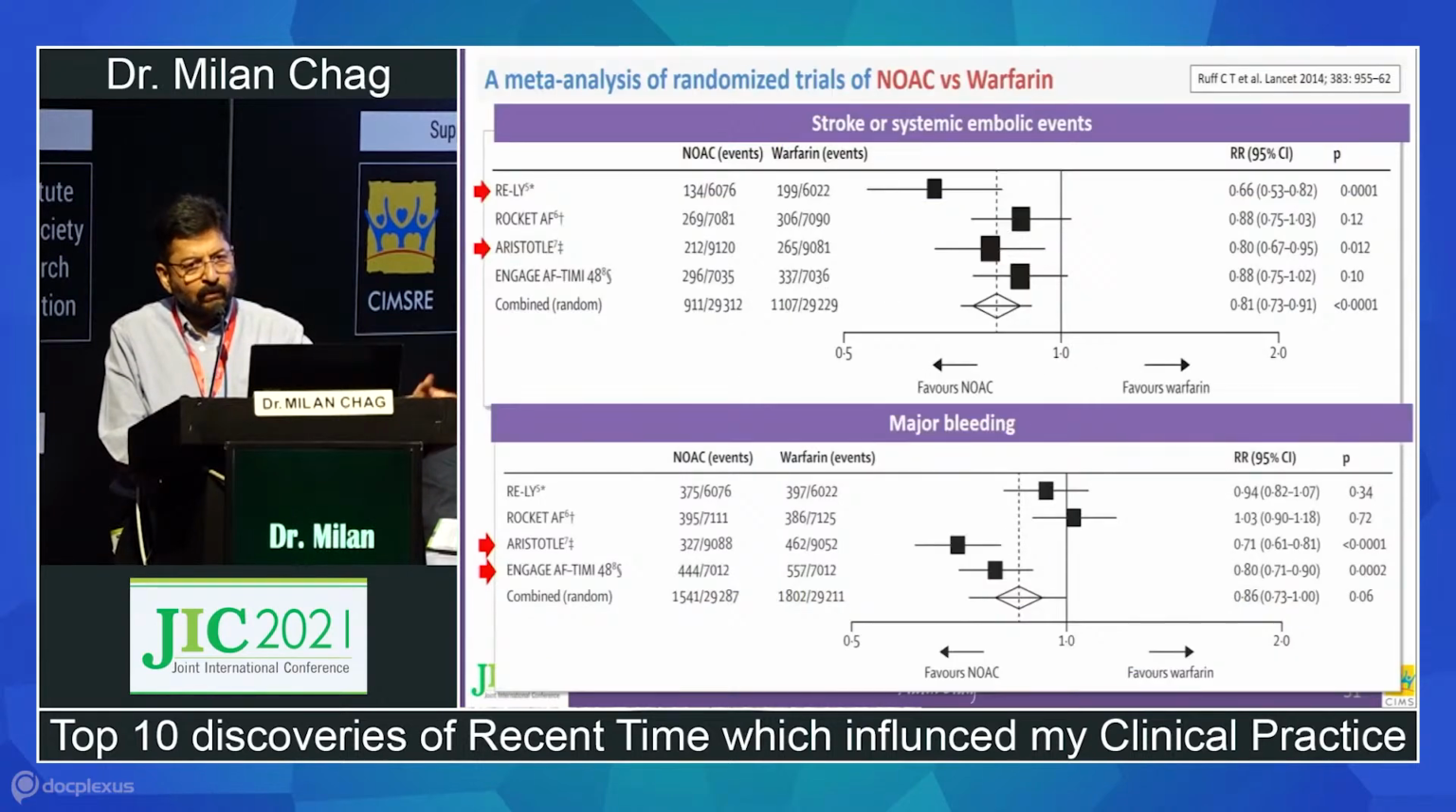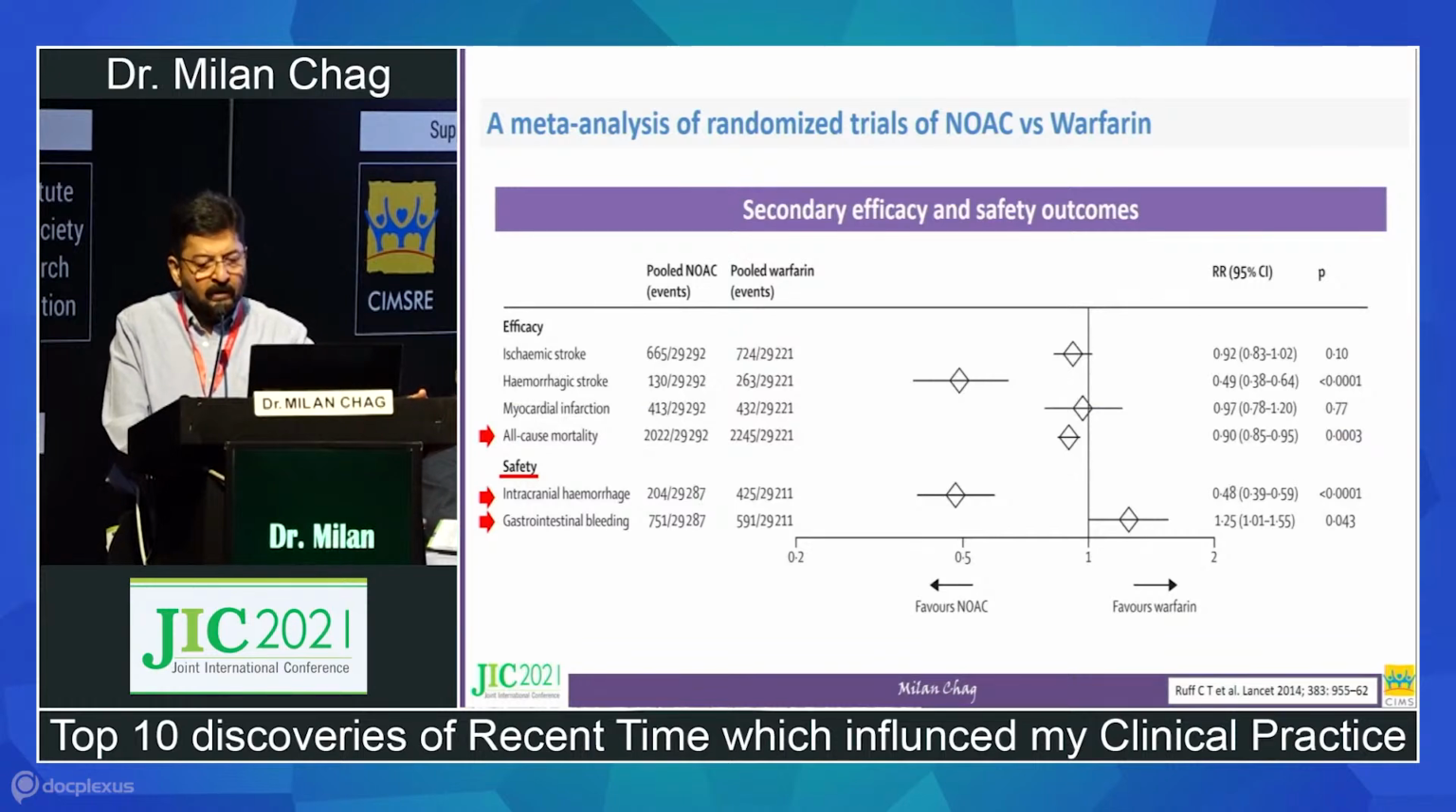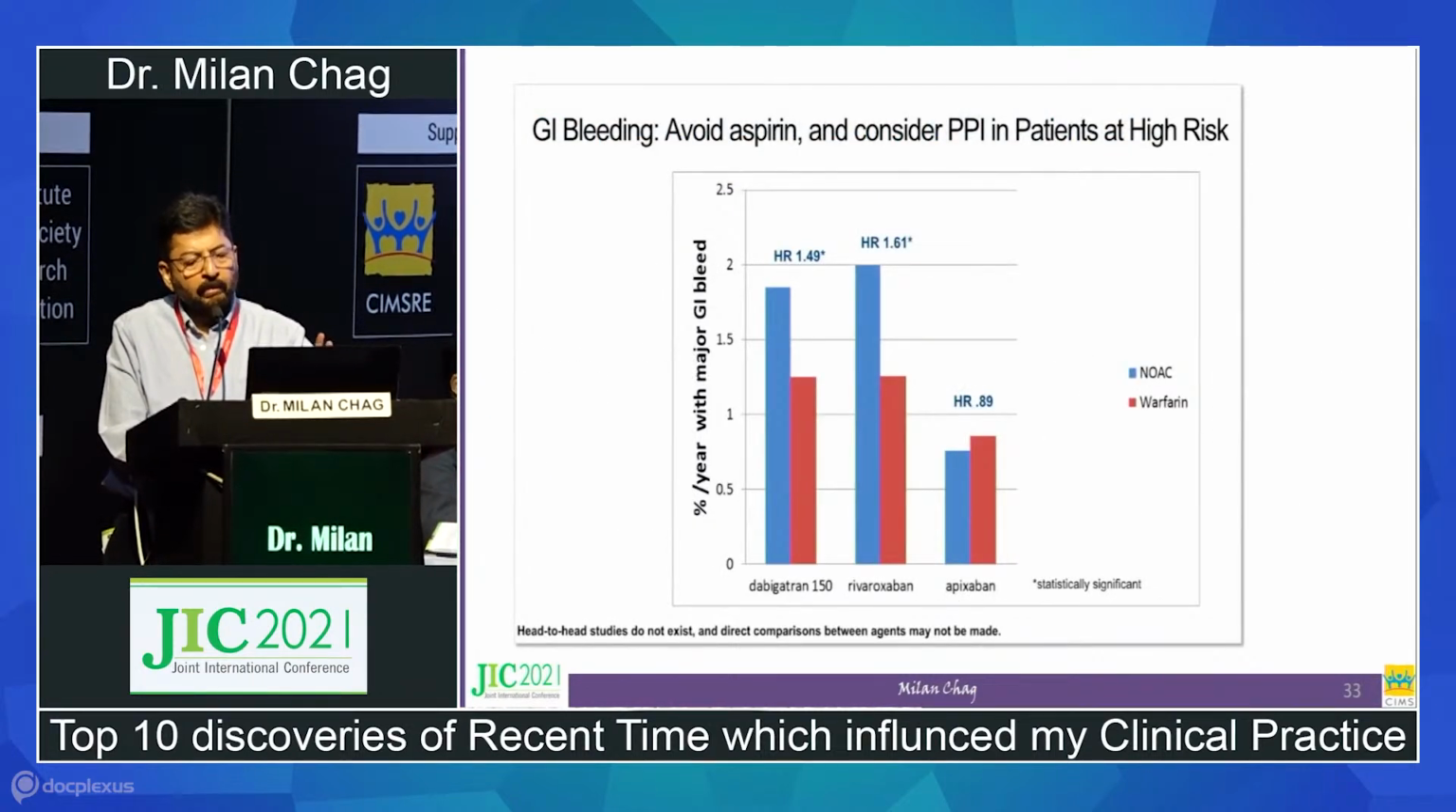Initially, in the good old days, it was warfarin, and then NOAC came. When you give NOAC, it is clearly better than warfarin. Stroke and systemic emboli events are significantly less, and compared to warfarin, major bleeding was also less with NOAC, more so with apixaban and edoxaban. And you reduce intracranial hemorrhage significantly compared to warfarin, but gastrointestinal bleeding is more with NOAC compared to warfarin.